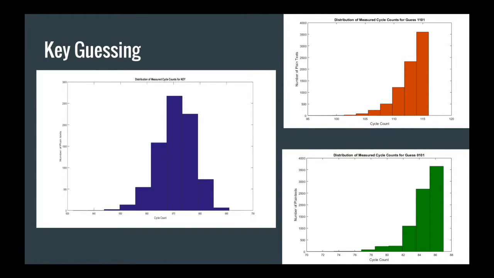Here is an example of trying to guess the 4th bit. The blue graph is the distribution of cycle count when the actual key is used. The green graph is the distribution when we guess 0. The orange graph is the distribution when we guess 1. We calculate the variance of each guess distribution and compare how close it is to the original key.